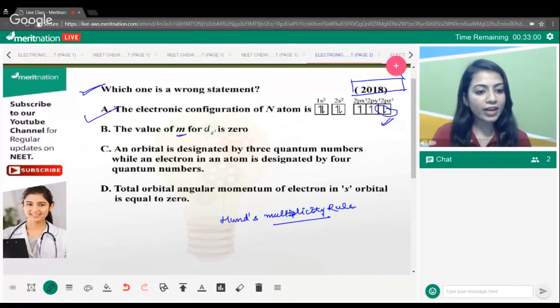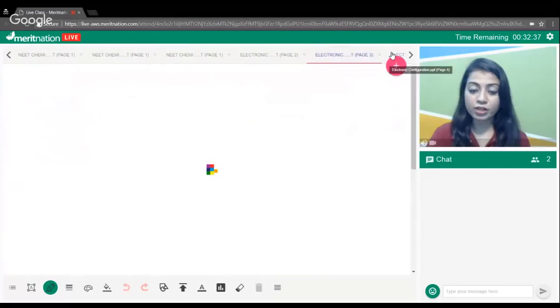Then next, all the statements are absolutely right. The value of m for dz square is 0. The orbital is designated by 3 quantum numbers. We don't need to tell the spin quantum number for designating the orbital, and for an electron, we need all the 4. Then the last statement is also exactly right, that the orbital angular momentum is 0 for s orbital. Right, let's move on to the next question now.